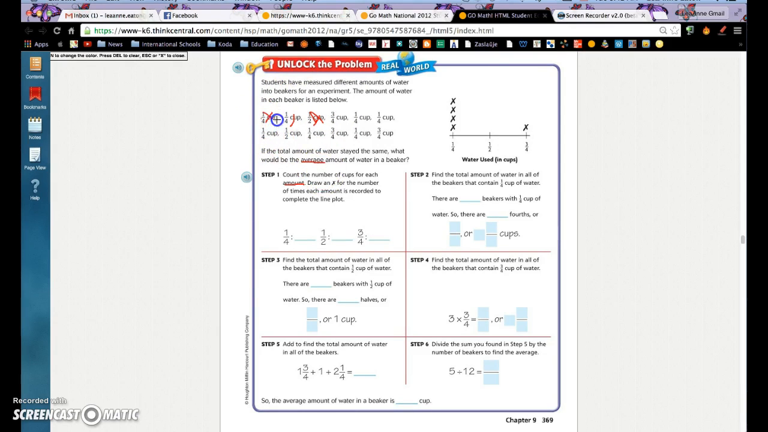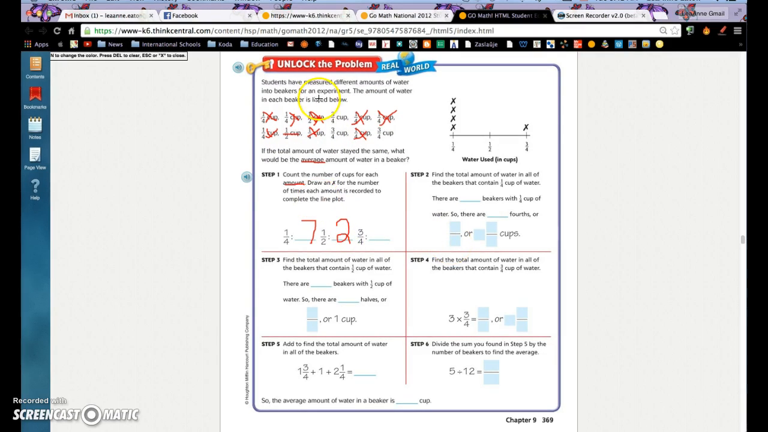We'll do it this way. 1, 2, 3, 4, 5, 6, 7. I have 7 1/4s, so I'm going to record a 7 here. Then how many 1/2s do I have? I have 1, 2, so I'm going to write a 2 here.